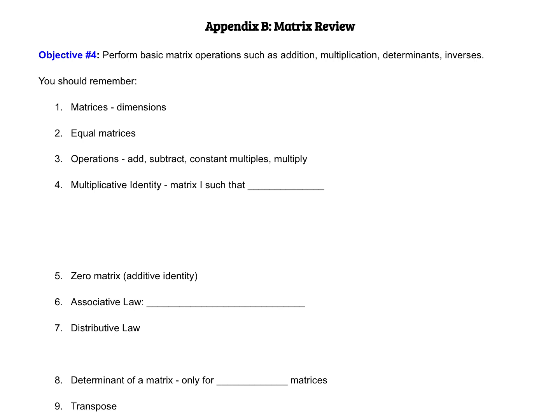Some things that hopefully you remember. First of all is how to find the dimensions of a matrix. It's always the number of rows by the number of columns. Next thing that we need to talk about is when are matrices equal? Matrices are equal if they have the same dimensions and the corresponding elements are equal.